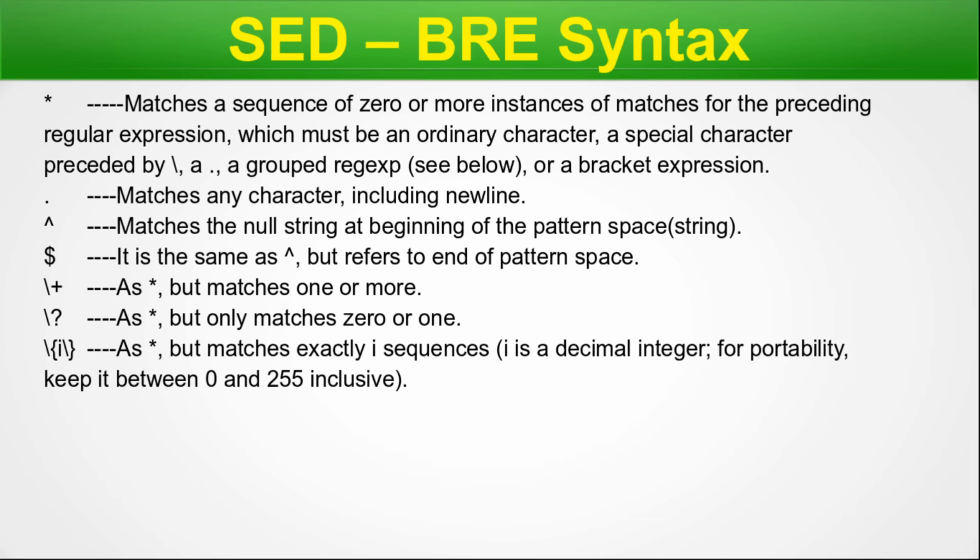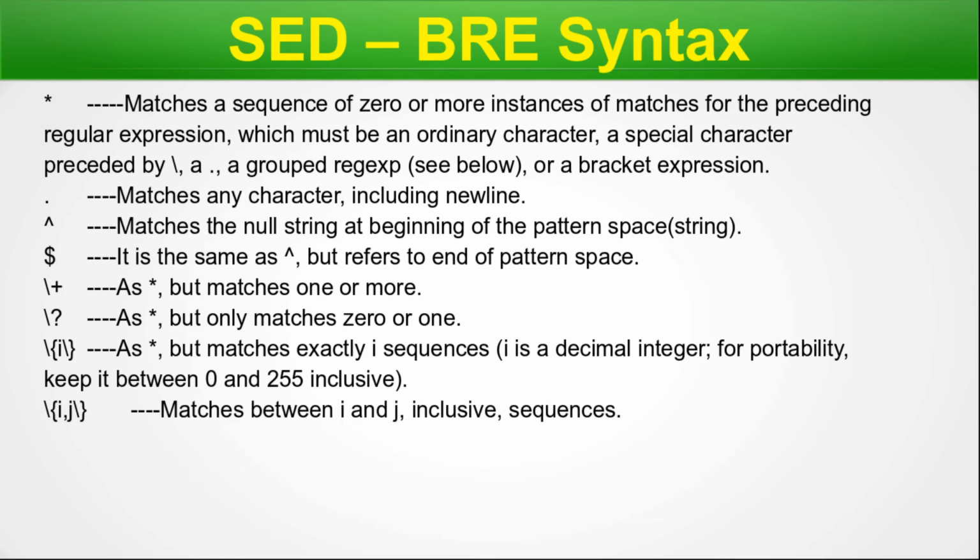So here it is backslash I then slash, it is as start but matches exactly I sequences. So here you can put a decimal integer, okay, and the range will be from 0 to 255. So you can give the range of this matching here. Okay, because these three, like star, plus and question mark, are limited in their use, but if you want to extend the matching of the character, in that case you can extend the matching or be specific with this particular syntax.